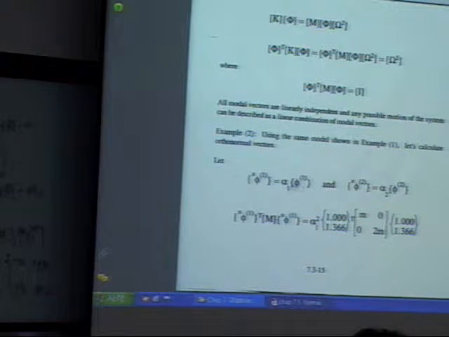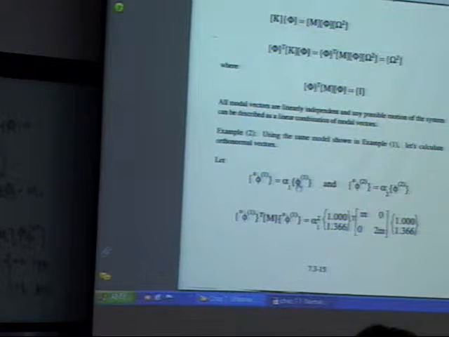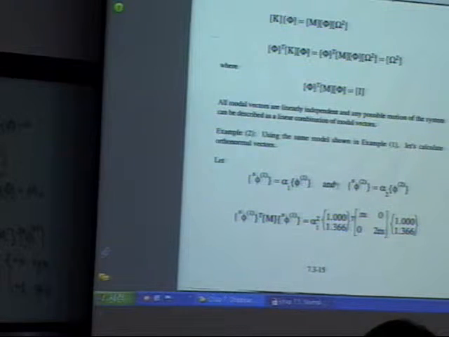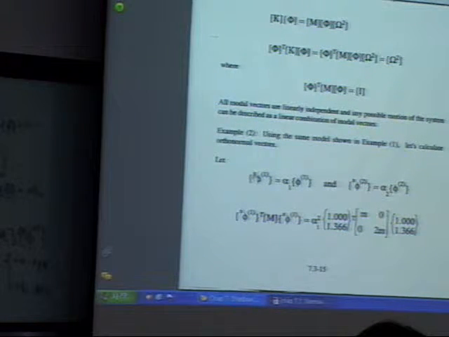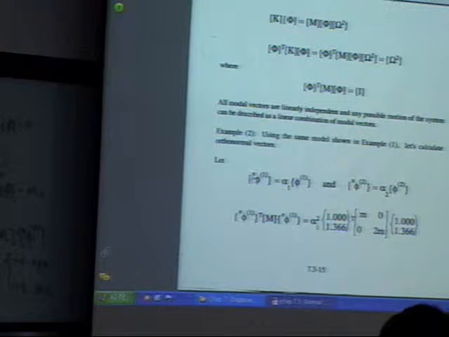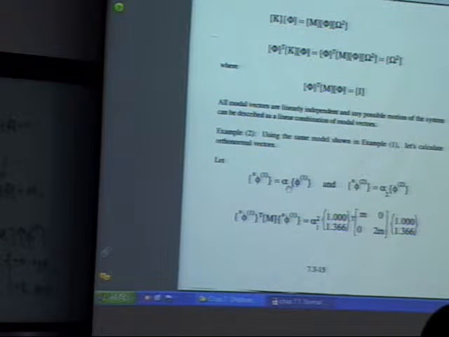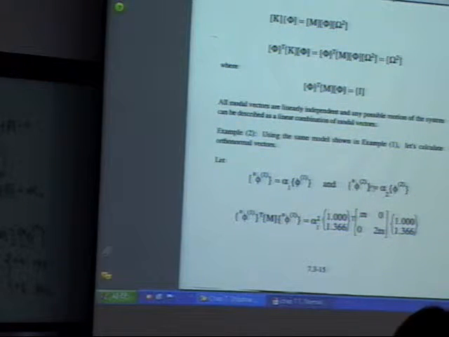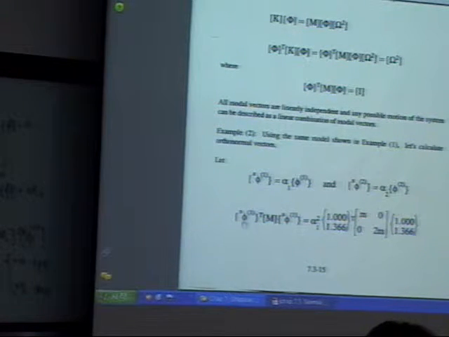So let's say this is not orthonormal, just an eigenvector for the first mode, phi, and the second mode. Okay? And the small n in the superscript means normalized. Let it be equal to alpha 1. That's what we have to determine, we have to find out. And alpha 2. Okay?